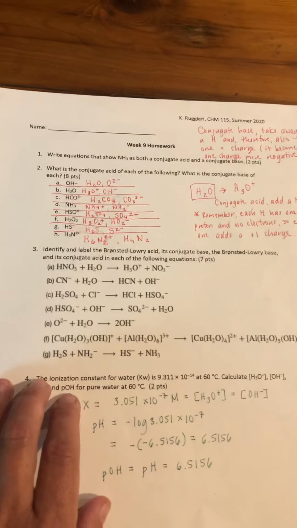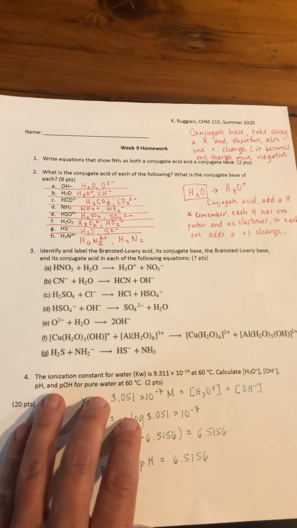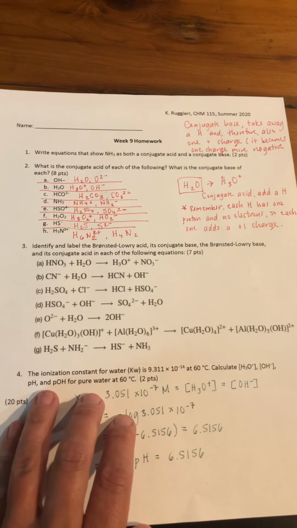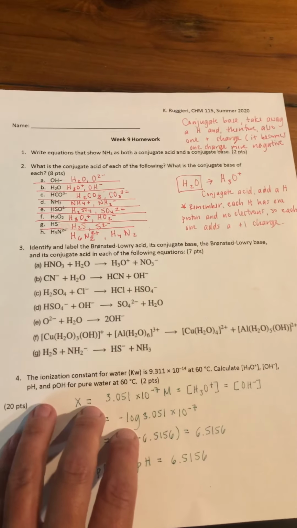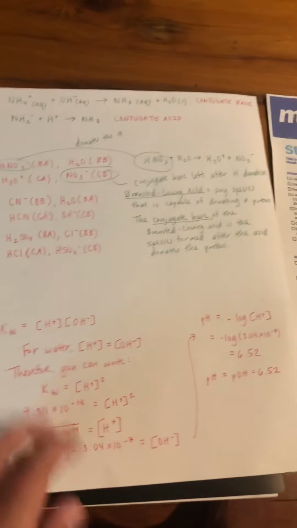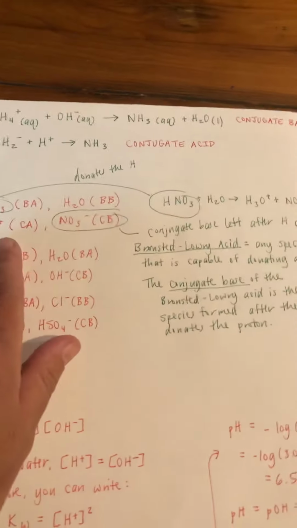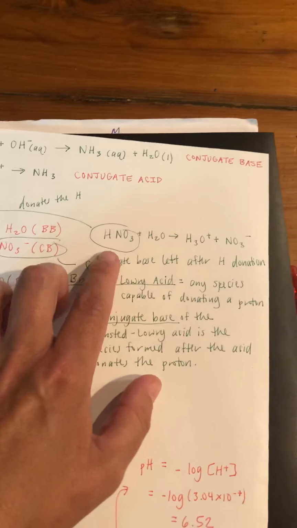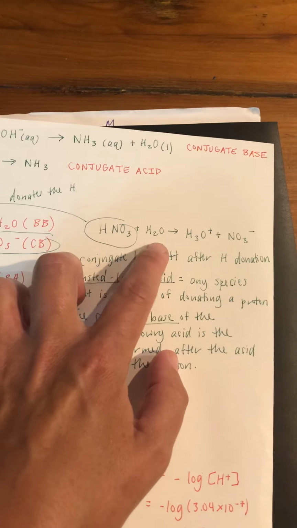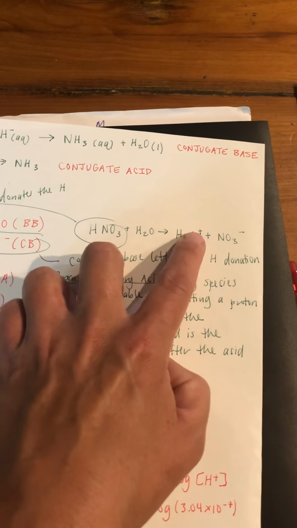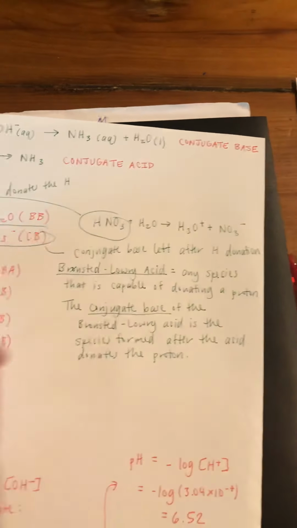For number 3, they ask you to identify and label the Bronsted-Lowry acid, its conjugate base, and then the Bronsted-Lowry base and its conjugate acid. So, what I tried to show you with the first example, here's the original equation, HNO3 plus H2O yields H3O plus NO3 minus.